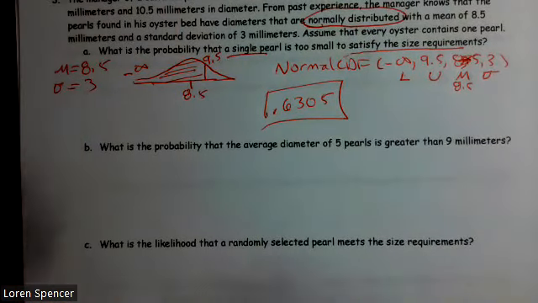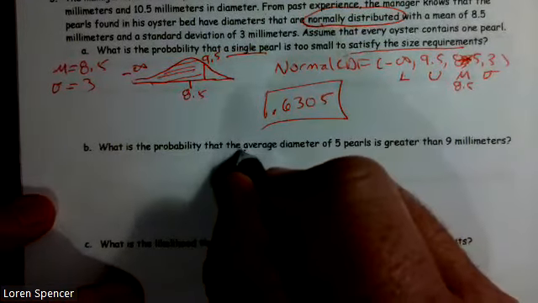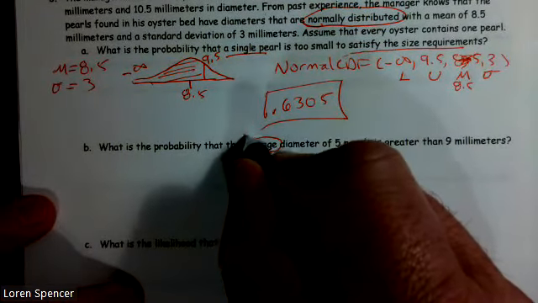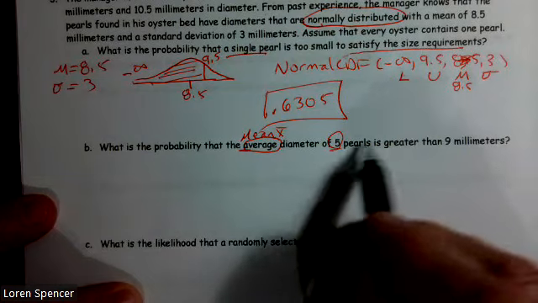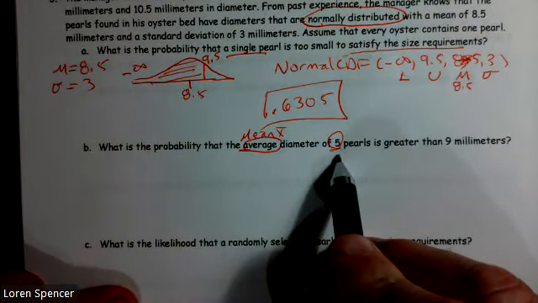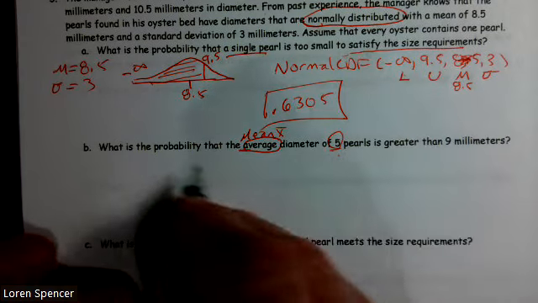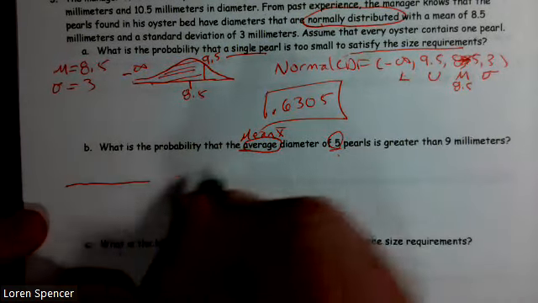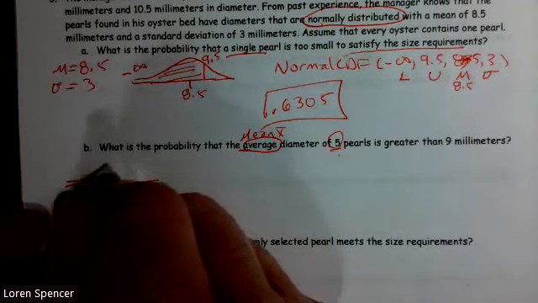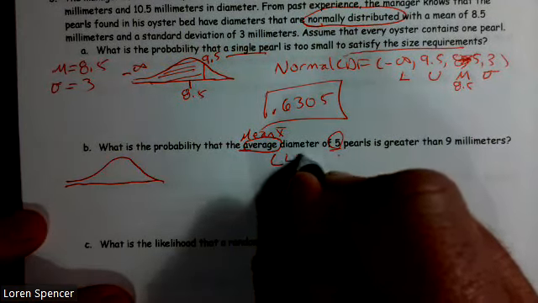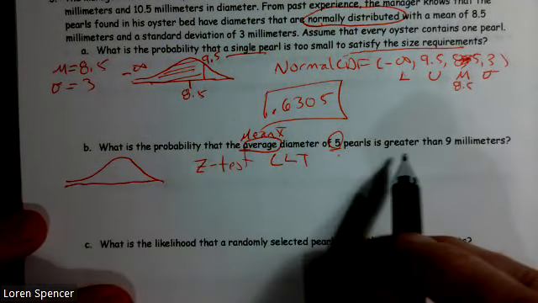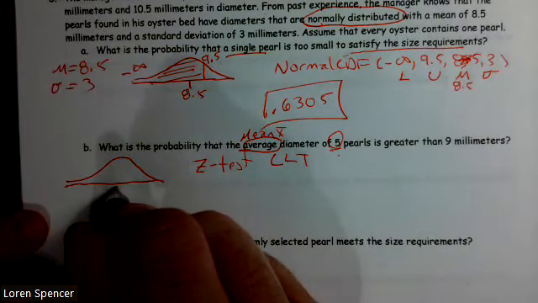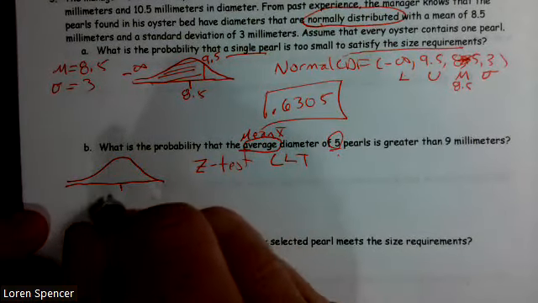What's the probability that the average diameter of 5 pearls is greater than 9 millimeters? So here we're talking about average, so we're talking about mean or X bar, so that's the distribution of the means, and we have a group. Well, we normally would have to have more than 30, but in this case, the underlying distribution is normal, so we can go ahead and use the central limit theorem. So this is going to be a central limit theorem, which means we're going to be using a z-test. And we want to know the probability is greater than 9. Well, my mean is 8.5.